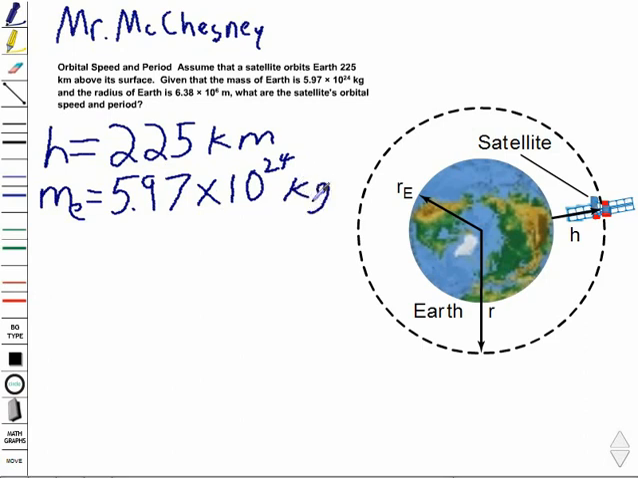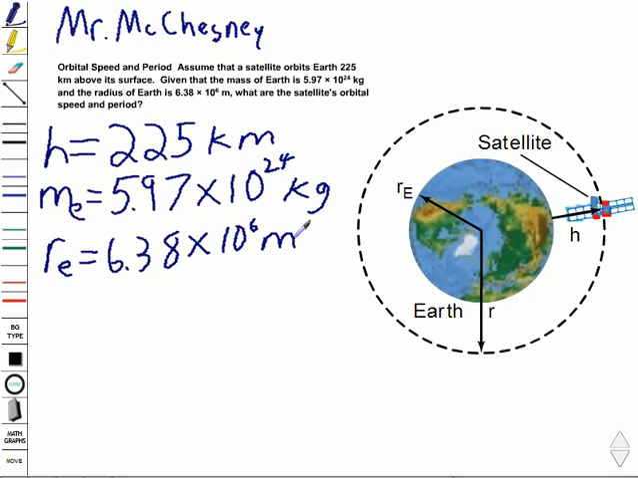We also were given that the radius of the Earth is 6.38 times 10 to the 6th meters.